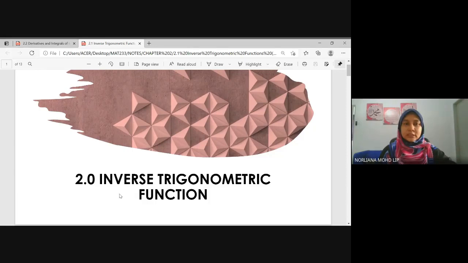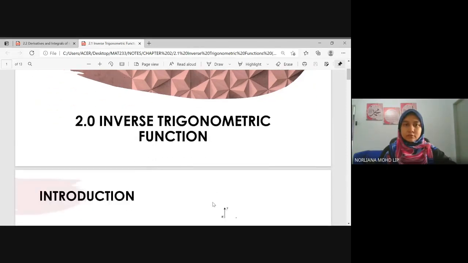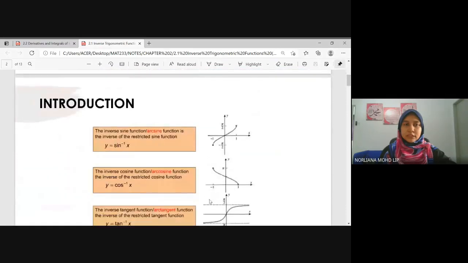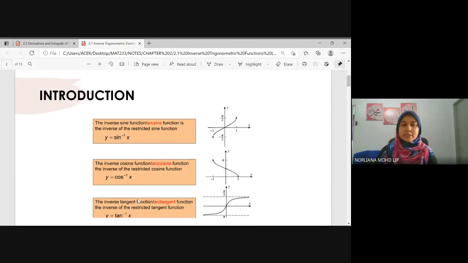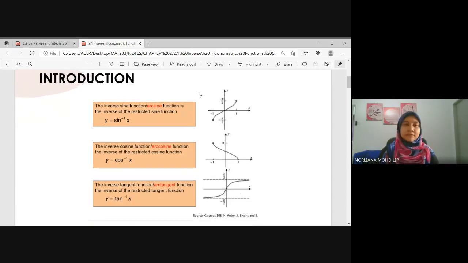Okay, today we learn the inverse of trigonometric function. Okay, let's look at the introduction of the inverse trigonometric function. The main functions consist of the inverse of sine, the inverse of cosine, and the inverse of tangent.